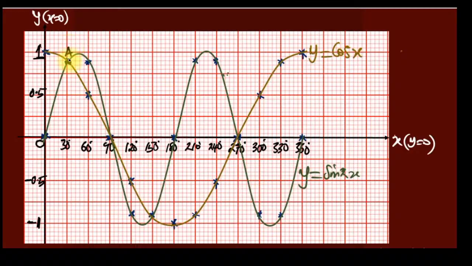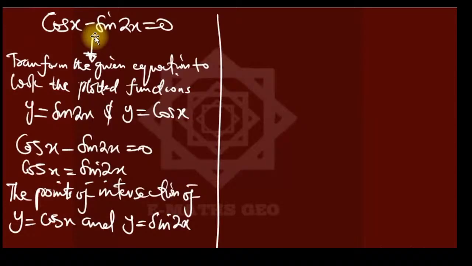So that's the solution, the x value, which is 30. That's the solution B. That's the solution C, which is x equals 150. Then we have 270, which is D. So the answer is the points of intersection of these two graphs, which are 30, 90, 150.